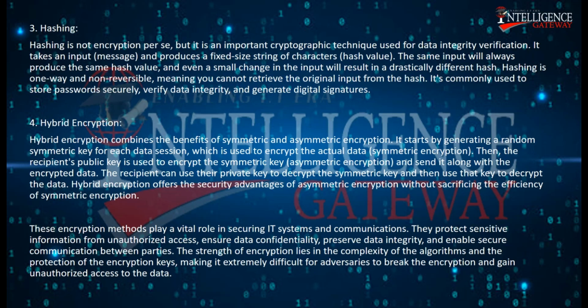4. Hybrid encryption. Hybrid encryption combines the benefits of symmetric and asymmetric encryption. It starts by generating a random symmetric key for each data session, which is used to encrypt the actual data (symmetric encryption). Then, the recipient's public key is used to encrypt the symmetric key (asymmetric encryption), and it is sent along with the encrypted data. The recipient can use their private key to decrypt the symmetric key and then use that key to decrypt the data. Hybrid encryption offers the security advantages of asymmetric encryption without sacrificing the efficiency of symmetric encryption.